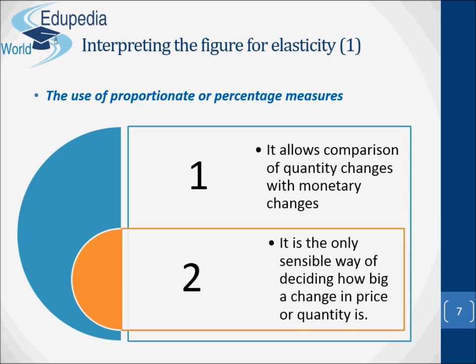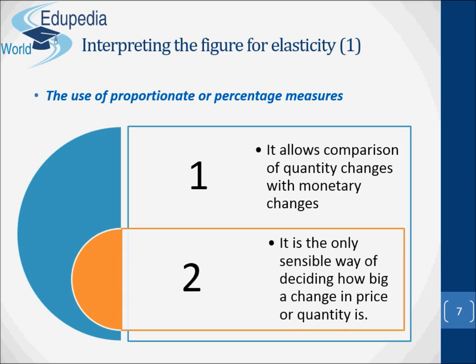First, it allows comparison of changes in two qualitatively different things, which are thus measured in two different types of unit. That is, it allows comparison of quantity changes with monetary changes. The second reason: it is the only possible and sensible way of deciding how big a change in price or quantity is. Take a simple example.